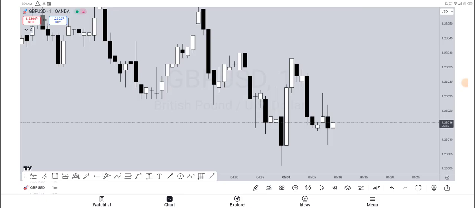Now let's go and understand the market structure. Now that we've fully understood candlesticks, let's understand market structure and how we can trade it.